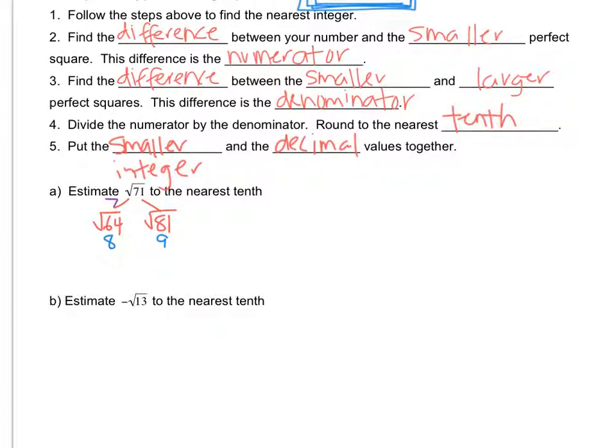That's going to become the numerator. Then we're going to find the difference between the smaller and the larger perfect squares. This is going to be the denominator. So the difference between 64 and 81 is 17. So that's going to be our denominator.